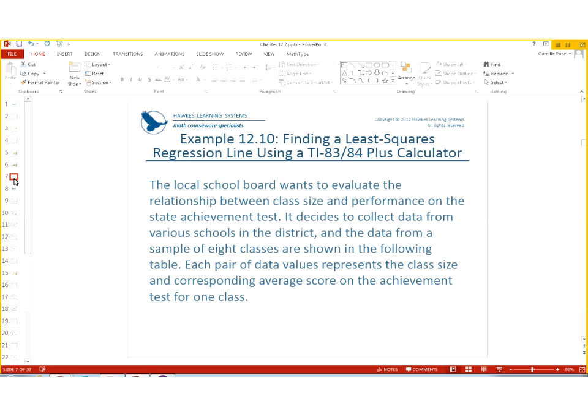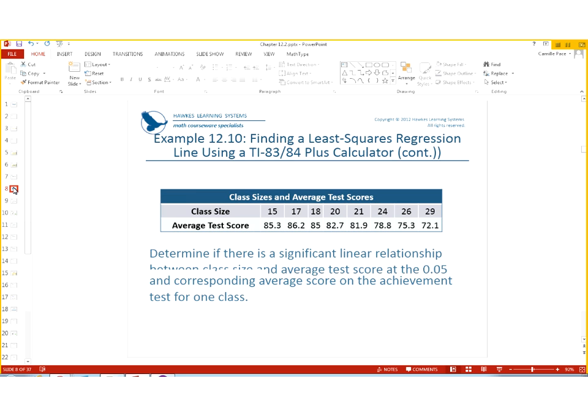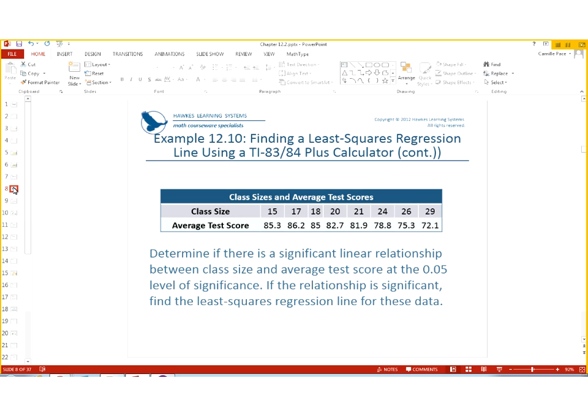A local school board wants to evaluate the relationship between class size and the performance on the state achievement test. It decides to collect the data from various schools in the district, and the data from the sample of 8 classes are shown in the following table. Each pair of data values represents the class size and the corresponding average score on the achievement test for one class. Okay, we're going to determine if there's a significant linear relationship between class size and average test score at the 0.05 level of significance. And if the relationship is significant, we're going to make the regression line.